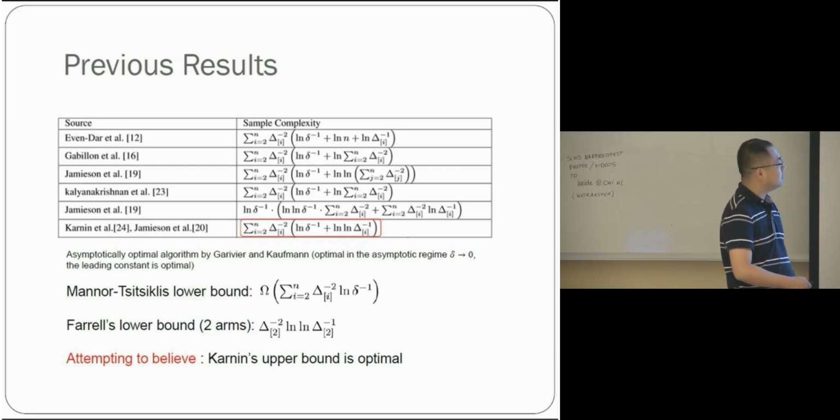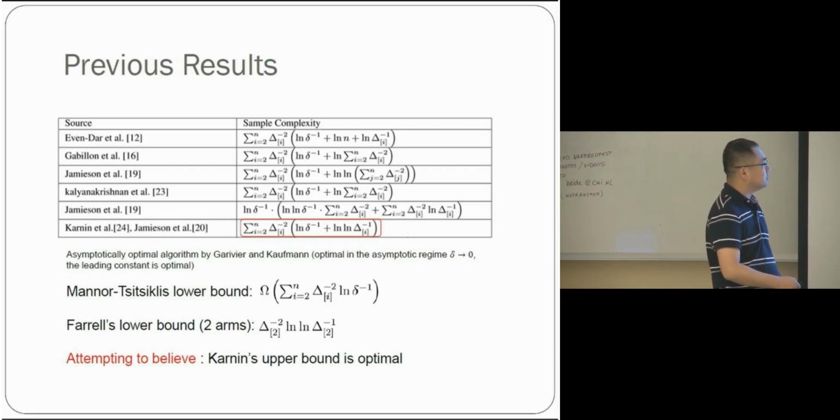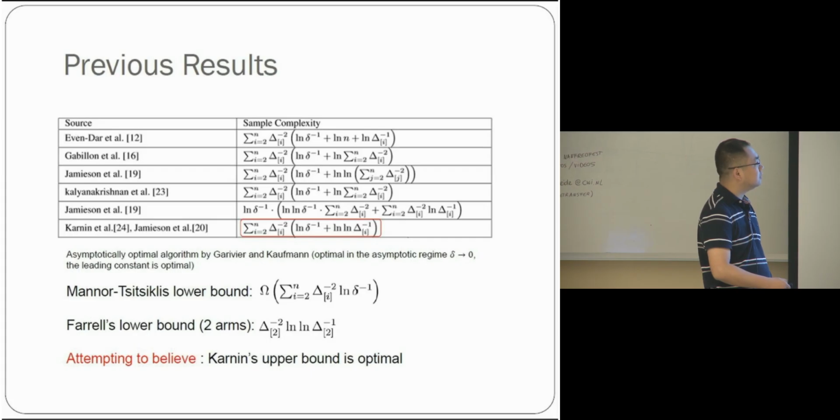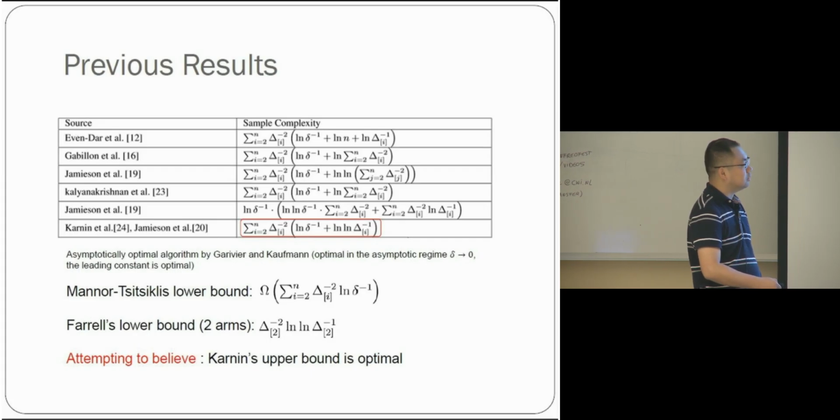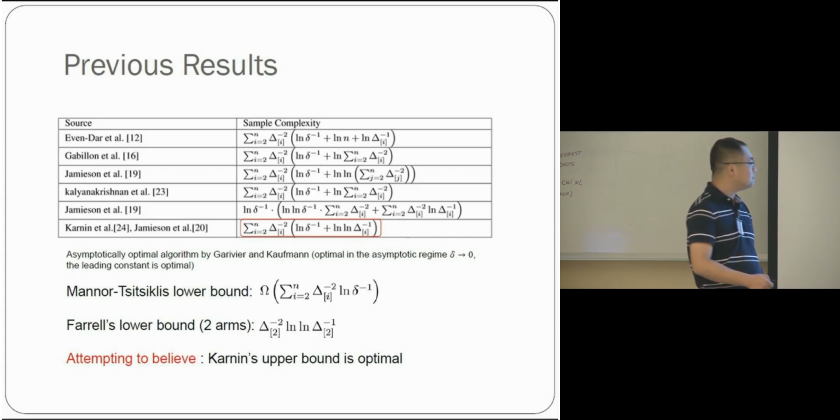And let's look at their bound. This part is actually the same as Mannor-Tsitsiklis's lower bound. And this part, you can see, is an additional log-log term.